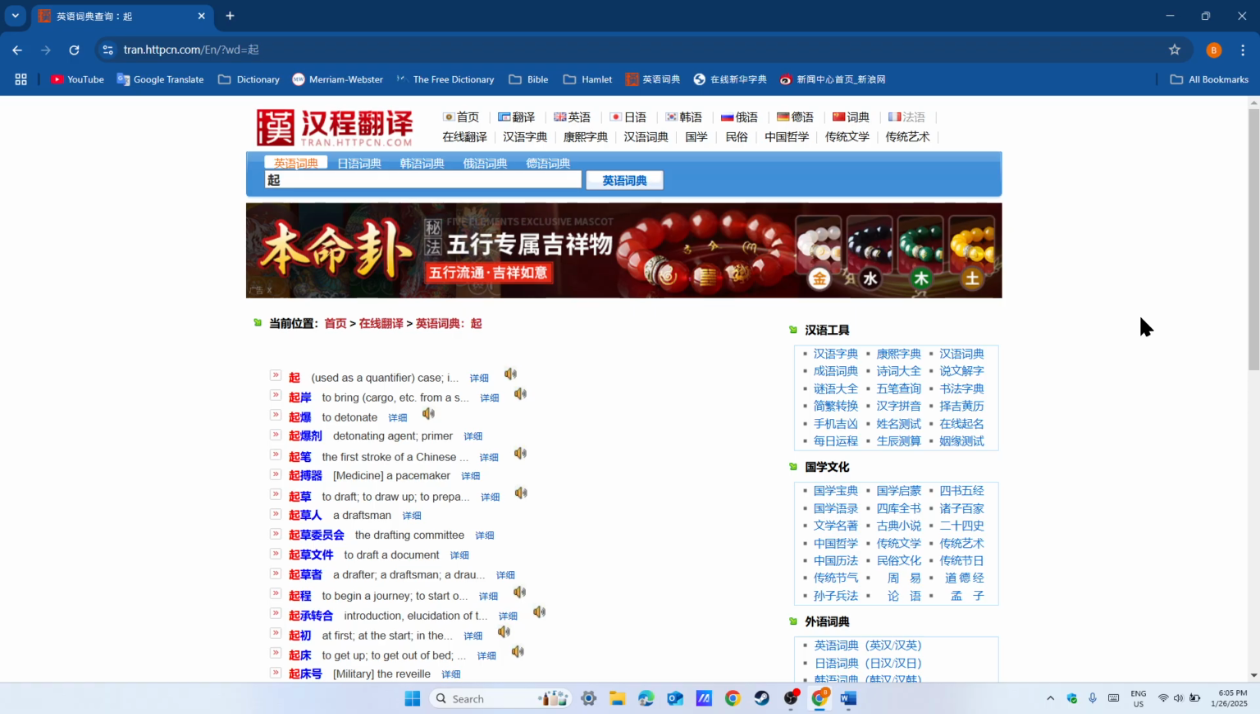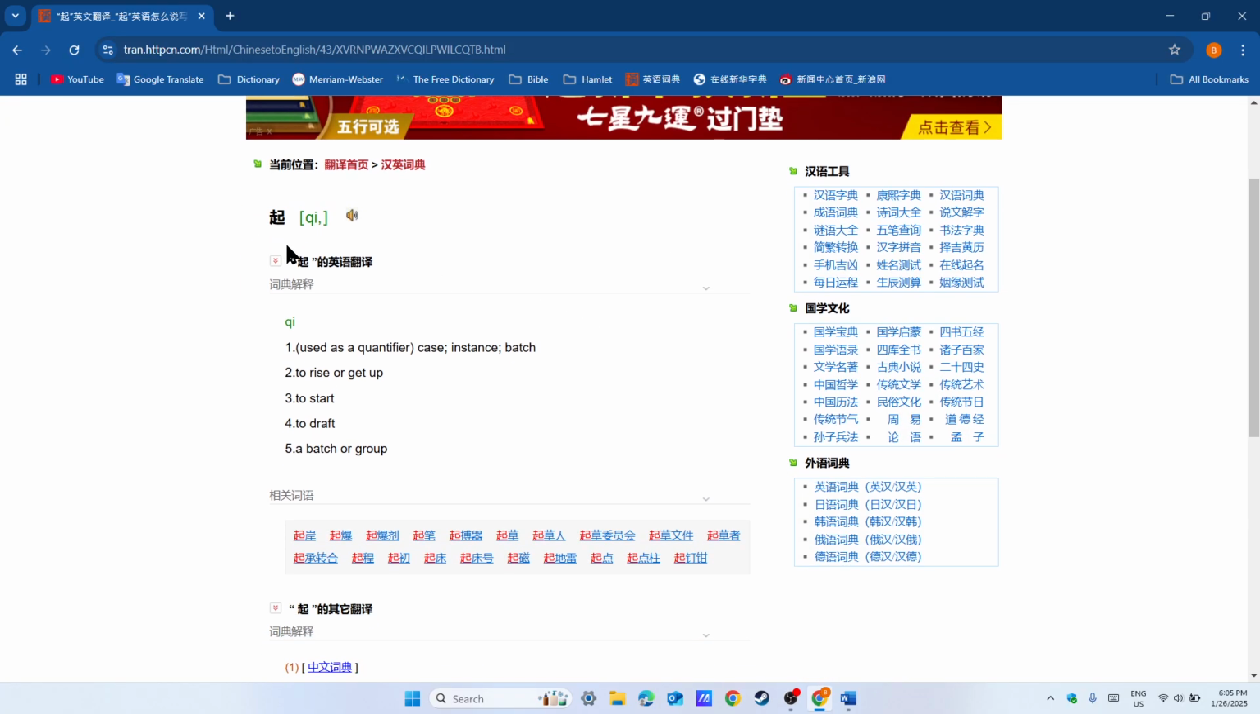Just to give you guys a little bit of a rough idea about what it means. Okay, this is a rough idea. Let's see what qi means. It means used as a quantifier: case, instance, batch. This meaning here is totally unrelated to our sentence. And the second meaning is to rise or get up. Here it's not related to our context.